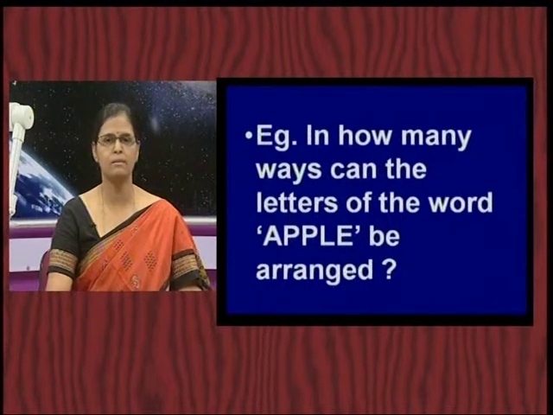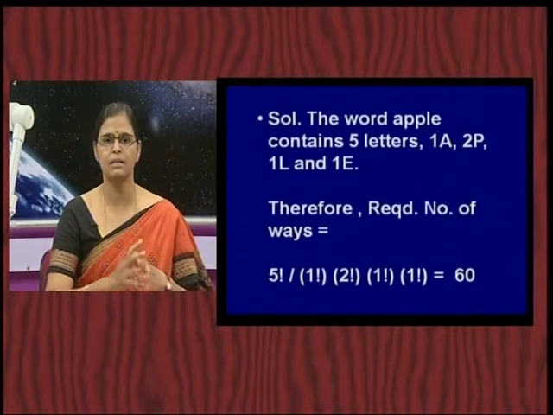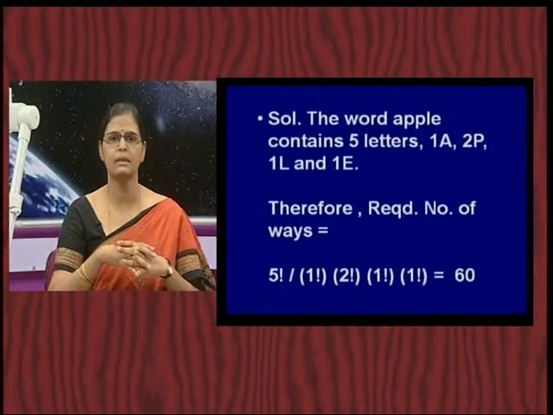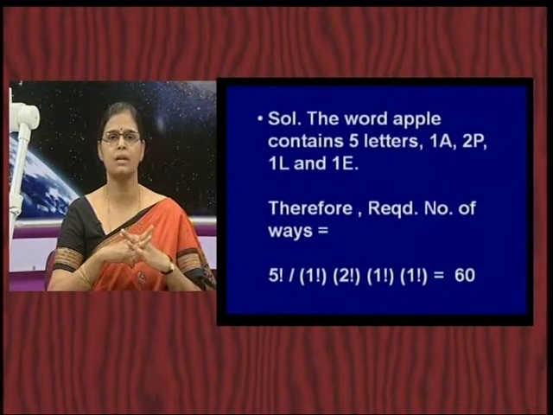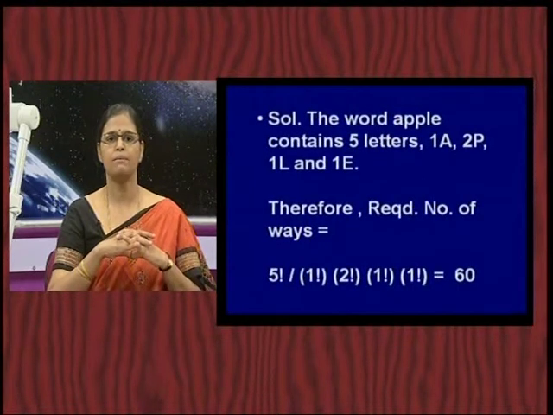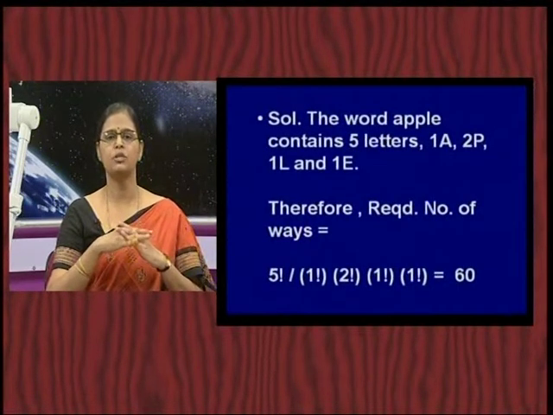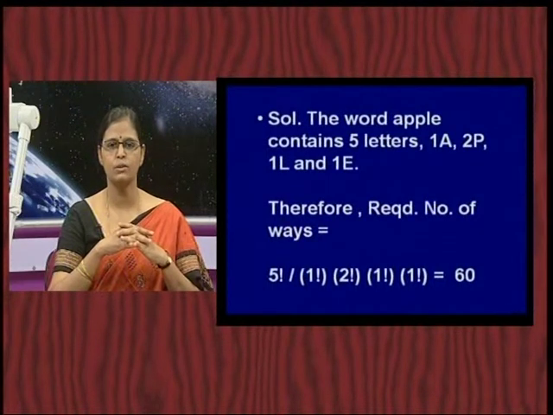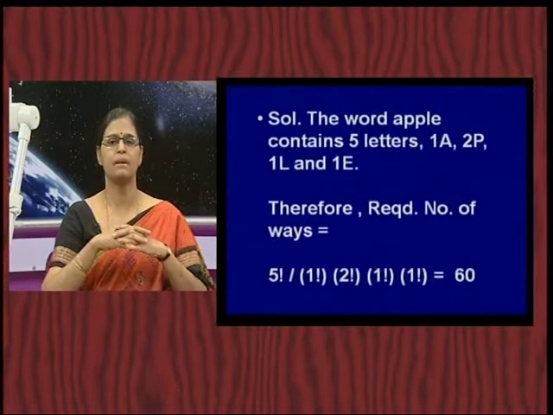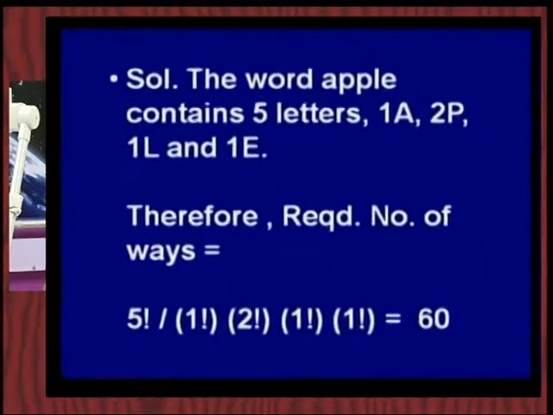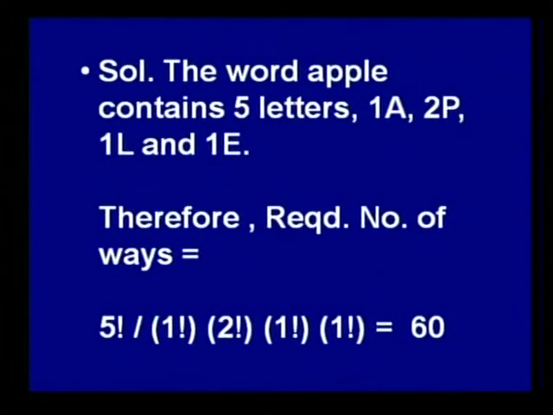So, 5 factorial by 2 factorial, and then the remaining are all of different types, whether you write 1 factorial or you do not write, it does not matter. So, what is the solution now? The word APPLE contains 5 letters, therefore, the required number of arrangements you can make is 5 factorial by 2 factorial, which, if you simplify, 5 into 4 into 3 is going to be 60.